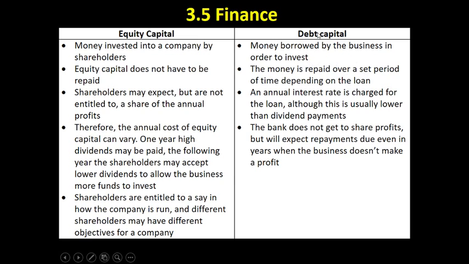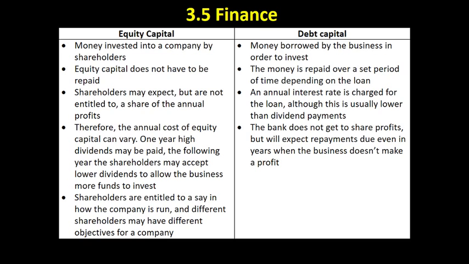Debt capital, predominantly borrowed from banks, although there are other methods used, including crowdfunding. Debt capital is money borrowed by the business in order to invest or set up. The money is repaid over a set period of time, depending on the loan. Most bank loans are 3 to 5 years. Overdrafts are shorter, but we'll get into that in a later video.